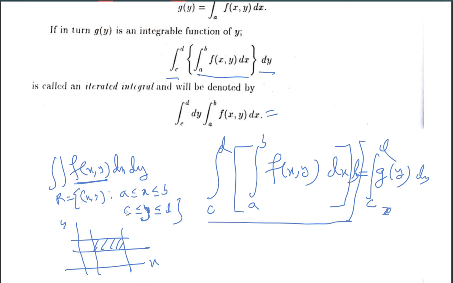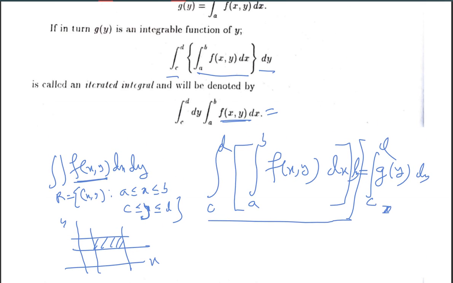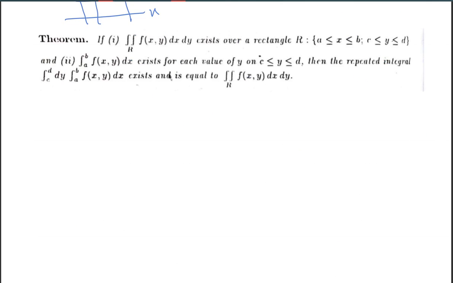So what does it mean? It means that first integrate with respect to x, and whatever you get will be a function of y. Then again you integrate with respect to y. That is known as an iterated integral. Similarly, if you integrate first with respect to y, then with respect to x, then it will be the integral from a to b dx of the integral from c to d f(x, y) dy. I've written all these things on the next page. Before going to that, now there is a theorem.